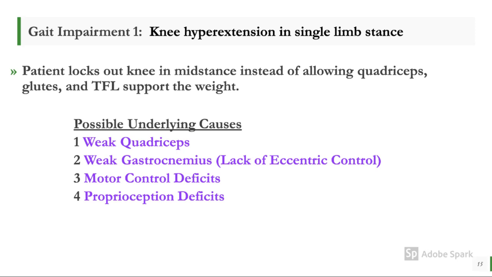We see that our patient relies on the screw-home mechanism of the knee during the mid-stance phase of gait, which we can attribute to a number of reasons, including weak quads, weak gastrocs, basically the lack of eccentric control, motor control deficits, and proprioception deficits.